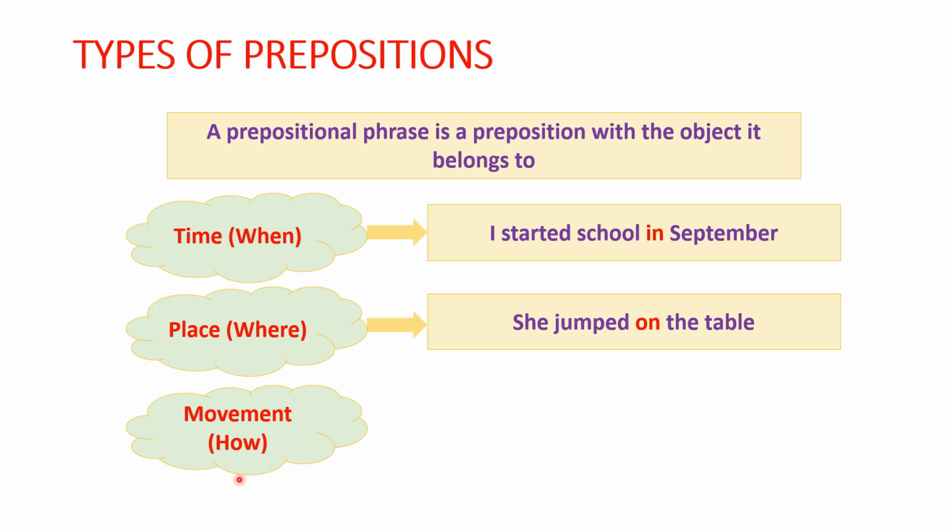And the third one is the movement preposition. And this tells us how. And the example is: he walks to work. So to tells us how. Therefore, this is a movement preposition. So in, on and to are some of the common prepositions. But we still have many more prepositions and we will see that in the next slide.